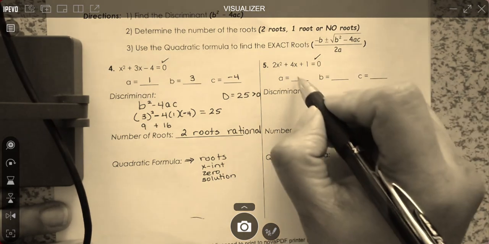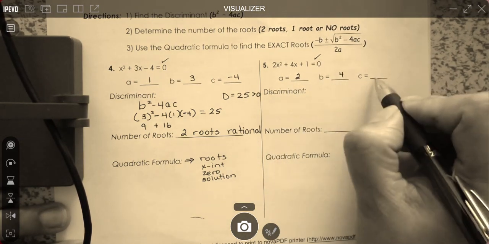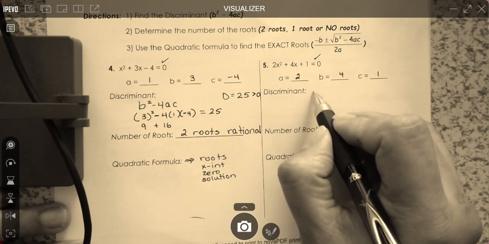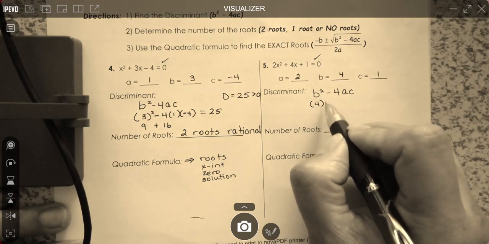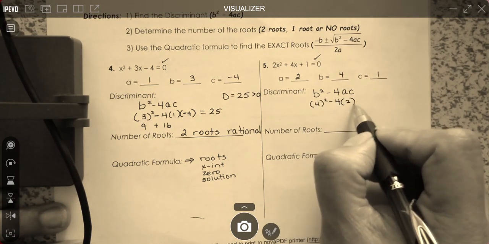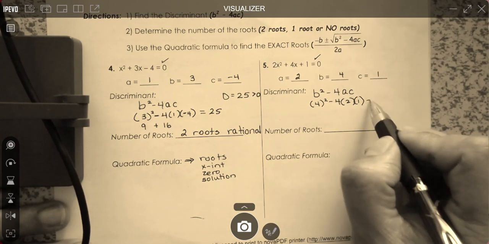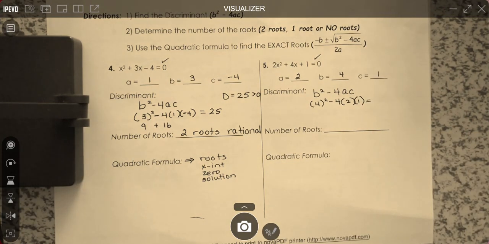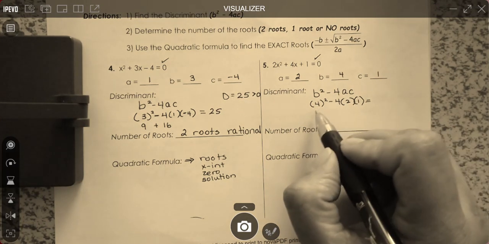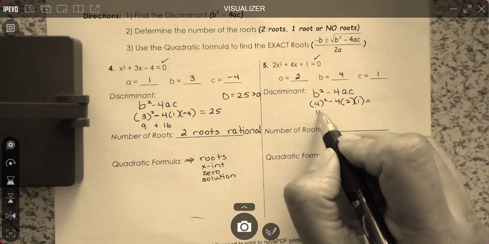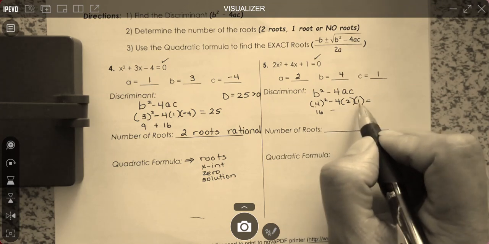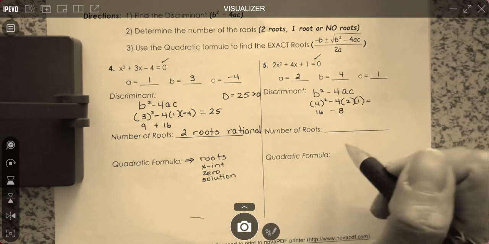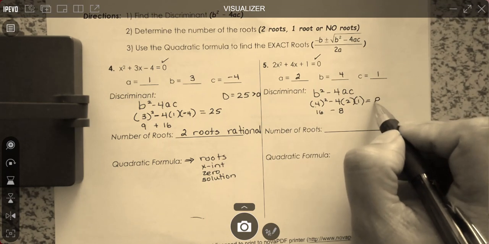All right, this one, make sure it equals 0, which it does. What is a, b, c? 2, 4, 1, okay. Calculate the discriminant. Okay. All right, you can use a calculator, you can use decimals. All right, let's do it by hand. What's 4 squared? 16. What's 4 times 2? 8. And 8 times 1 is 8. All right, so what's 16 minus 8? Just regular 8, right? There you go.